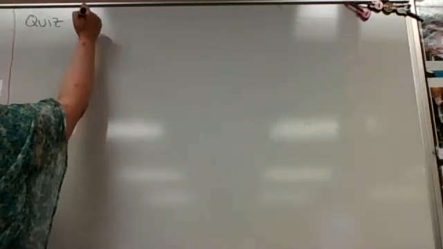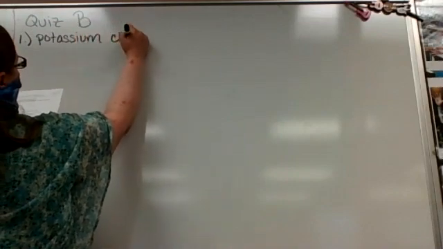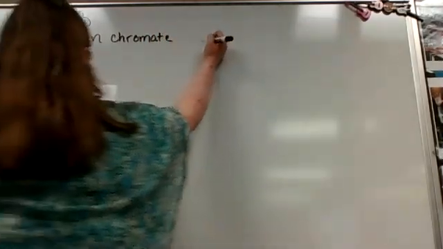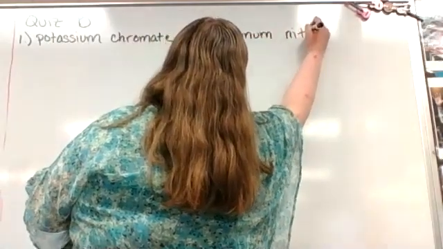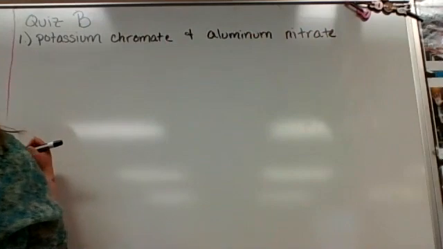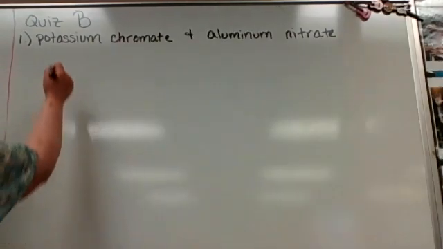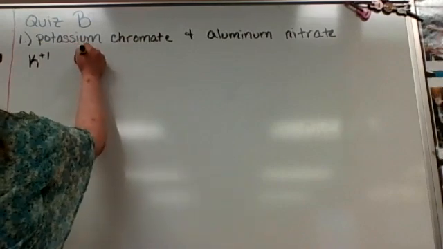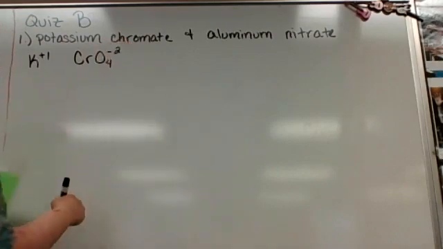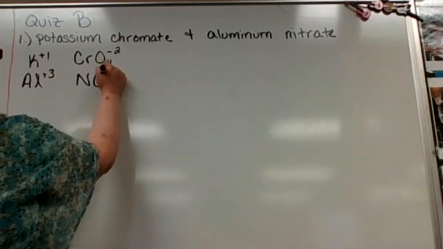All right, quiz B. So let's get out quiz B. Potassium chromate and aluminum nitrate. All right. Reactant solution. So potassium. Yep, K+1. Chromate is CrO4. It's on your solubility rules, CrO4 -2. And then aluminum, like we said in the previous quiz, is Al+3. And nitrate is NO3 -1.